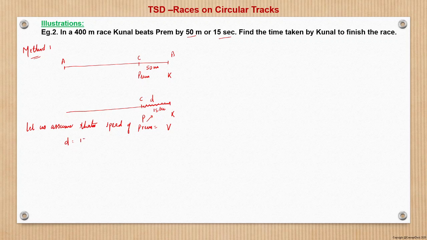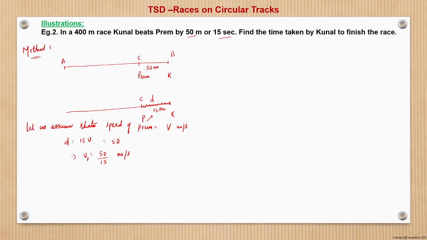So d will be nothing but 15 into v, right? Speed into time. This is in meter per second. Now this distance d we know, and this distance d is nothing but 50 meter from the first case. So from here we can say v is equal to 50 by 15 meter per second. That is the speed of Prem, vp, is 50 by 15 meter per second.